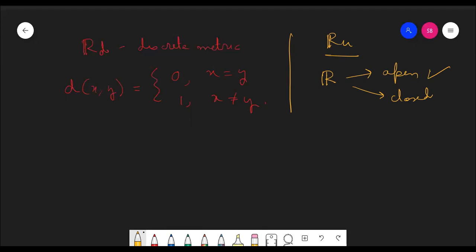And again, why is it closed? To be not closed, there should be some point outside R which is a limit point of R. But the whole set we are working on is R, so we can't find any point outside R. So there is no question of that point being a limit point or not. So again, it is closed. So it is trivially open and closed. And again, if you consider the empty set phi, it is both open and closed.